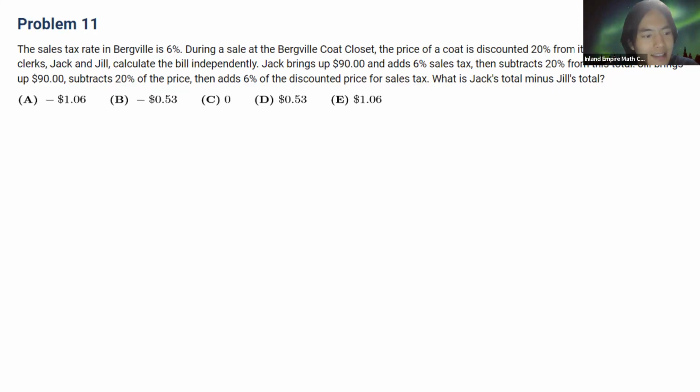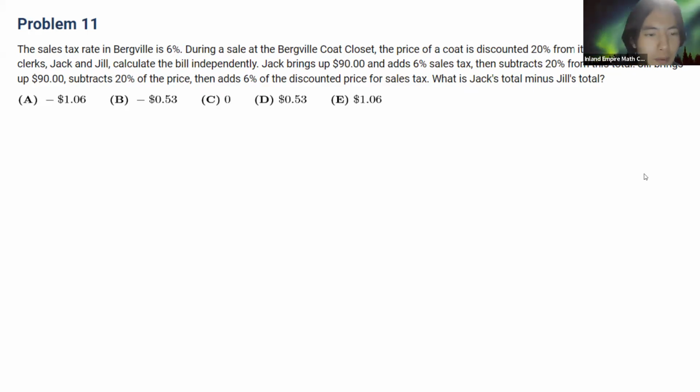So the sales tax rate in Bergville is 6%. During a sale at the Bergville coat closet, the price of a coat is discounted 20% from its $90 price. Two clerks, Jack and Jill, calculate the bill independently. Jack brings up $90 and adds 6% sales tax and subtracts 20% from this total. Jill brings up $90, subtracts 20% of the price, and then adds the 6% of the discounted price for sales tax. So basically, the order that they did this was a little different. And so, what is Jack's total minus Jill's total?